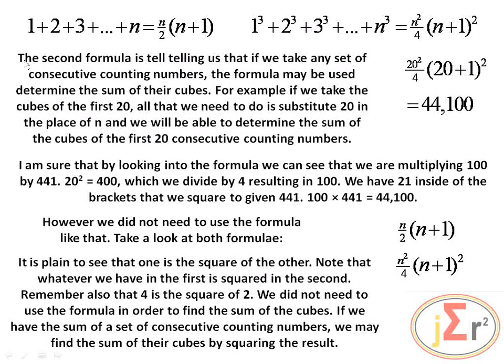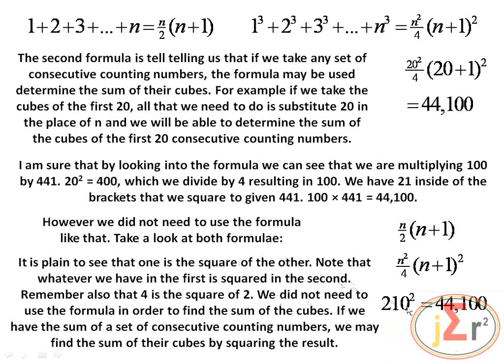So if we have the sum of all the numbers up to 20, we have 210. So after that, we did not have to go through the formula to get the result here. All we needed to do was square the 210, and this would have been the result. So there's a relationship between the sum of the consecutive numbers from 1 to 20 and the sum of their cubes. If we can find the sum of those numbers, the sum of their cubes may be found by squaring the result.